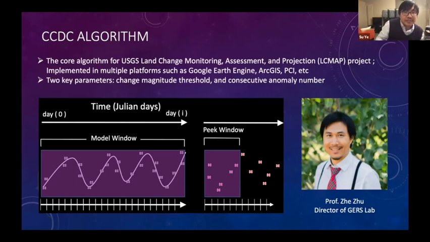Based on my description, you can tell we have two critical parameters. The first parameter is the change magnitude threshold, which determines what anomaly level we will use to separate these signals from noise. And the second is called the consecutive anomaly number, which usually means the peek window length. By default, we use 6 observations, which means how long a change must last for us to consider it a disturbance signal. We will mention these two parameters later.